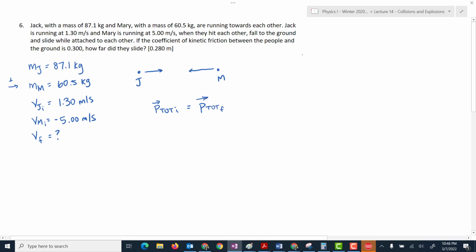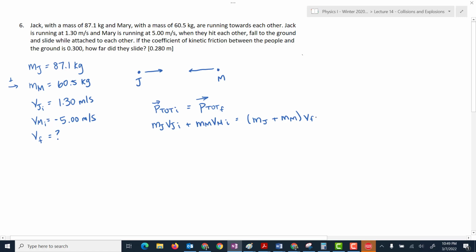Okay, so momentum is mass times velocity, so I'm going to say mass of Jack times velocity of Jack initial plus mass of Mary, velocity of Mary initial, is equal to both of their masses together because they're now stuck together, so that would be an inelastic collision. Mass of Mary plus mass of Jack. I'll put Jack first because I did before. Mass of Jack plus mass of Mary times their final velocity.